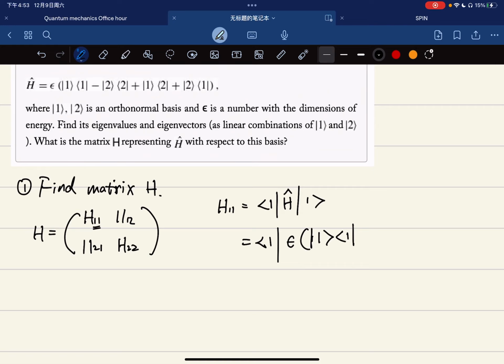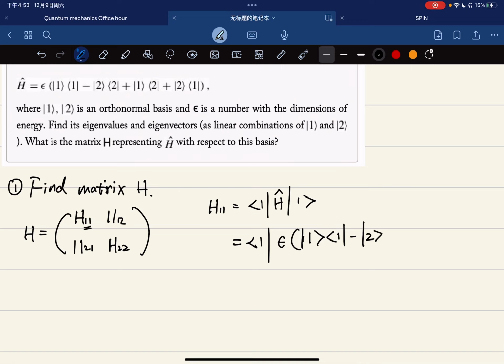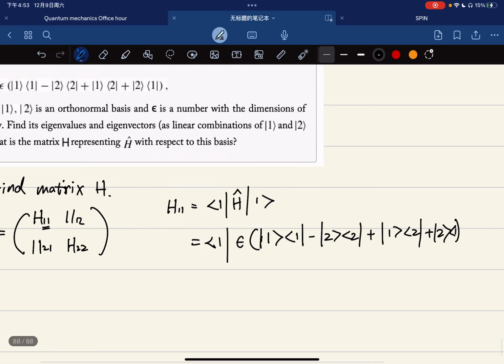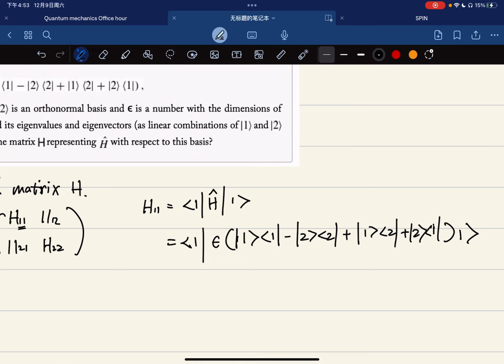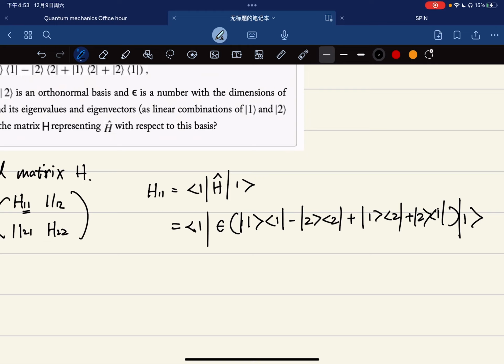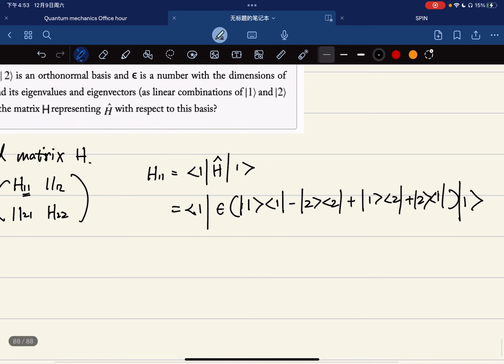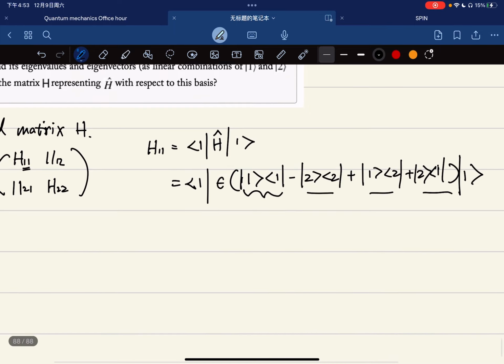Okay. Minus 2, plus 1, plus 1, 2, plus 2, 1. Okay. And now I need to distribute the sandwich to every small piece inside this parenthesis. Like this, like this, like this, like this. I will break them down.